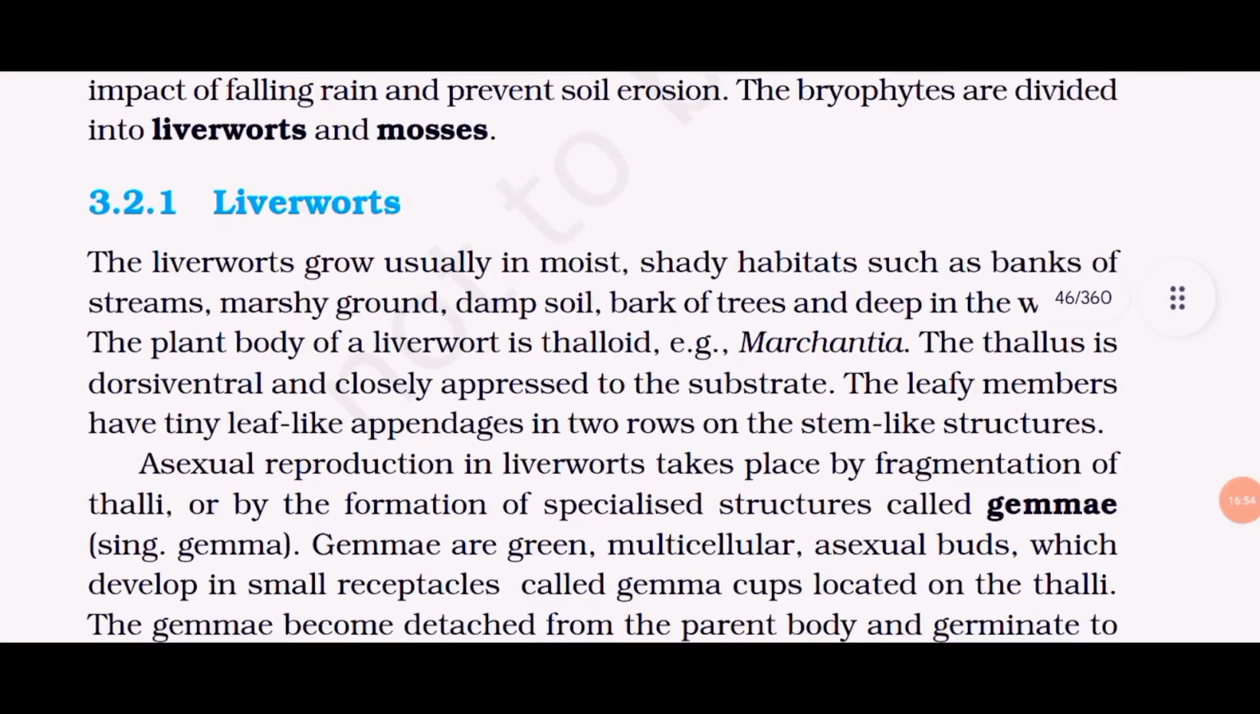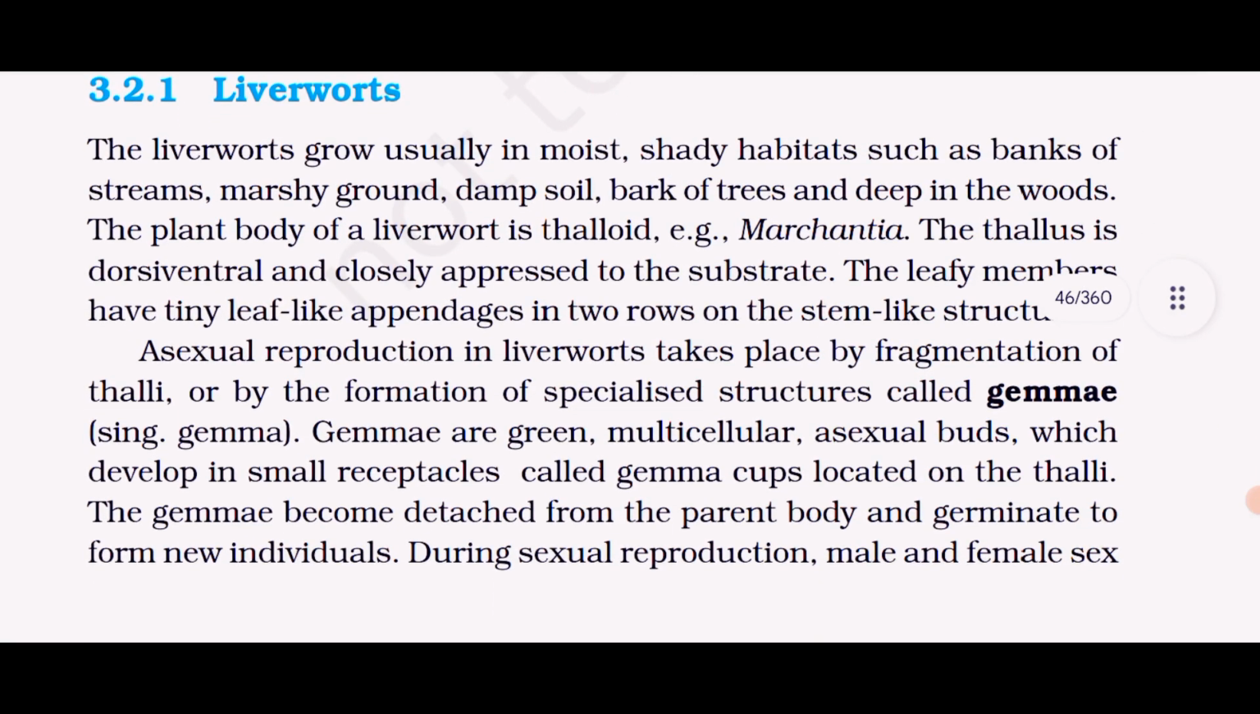3.2.1 Liverworts. The liverworts grow usually in moist, shady habitats such as banks of streams, marshy ground, damp soil, bark of trees, and deep in the woods. The plant body of a liverwort is thalloid, e.g. Marchantia. The thallus is dorsiventral and closely appressed to the substrate. The leafy members have tiny leaf-like appendages in two rows on the stem-like structure.